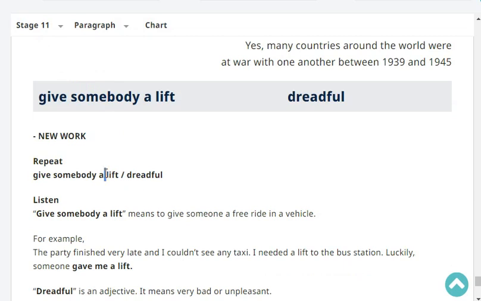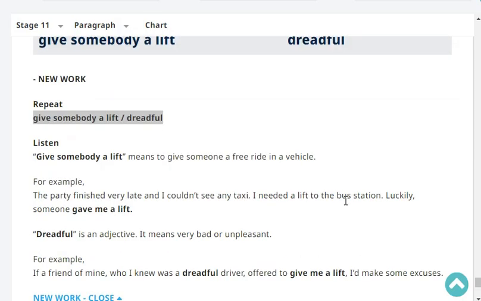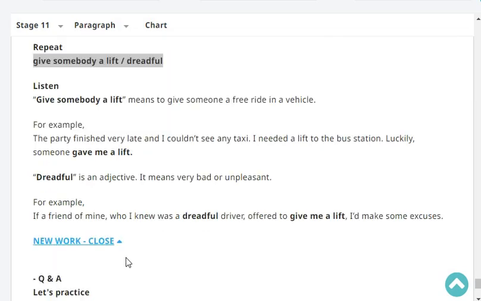Give somebody a lift. Very good. Dreadful. Very good. Okay, listen. When we say give somebody a lift, it means to give someone a free ride in your vehicle or a car or any vehicle. For example, the party finished very late and I couldn't see any taxi. I needed a lift to the bus station. Luckily, someone gave me a lift.